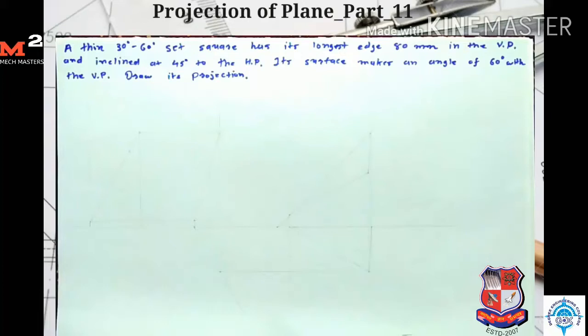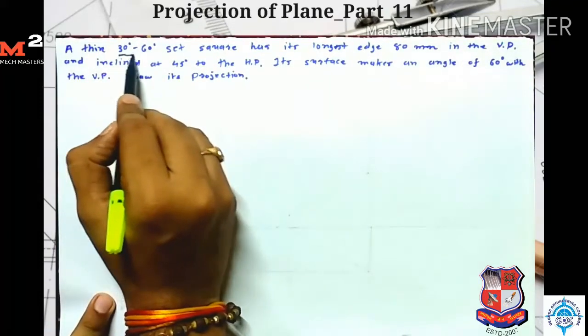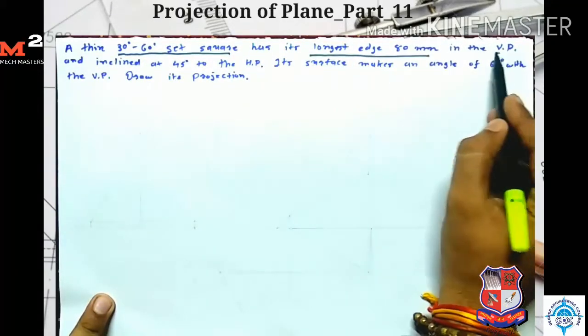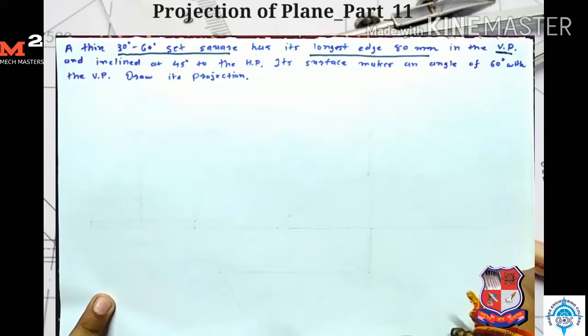Good morning friends. Today we are going to solve the problem of triangle plane. Okay, let's see the question. Here in the question it is given that a thin 30 degree 60 degree set square has its longest edge ATM in VP. Okay, here the plane is resting on VP.